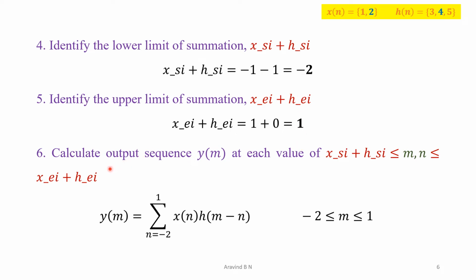So, the last step, calculate the output sequence y of m for each value of m ranging from minus 2 up to 1. And the same will be the summation range also. Therefore, the formula of the linear convolution now takes the form y of m is equal to summation n from minus 2 to 1 of x of n h of m minus n for all the values of m ranging from minus 2 to 1.